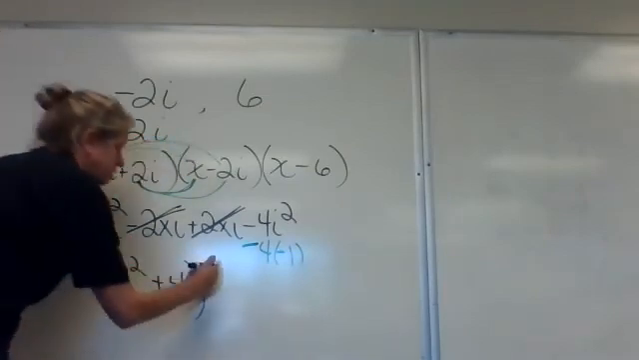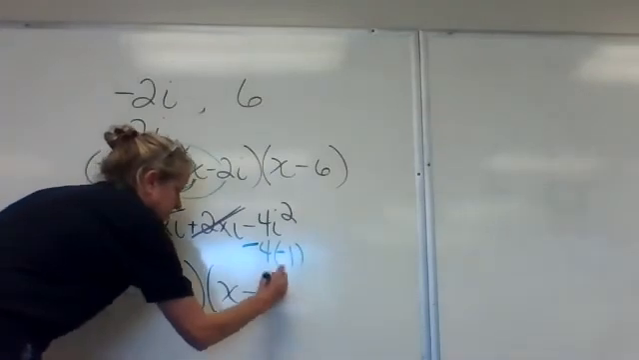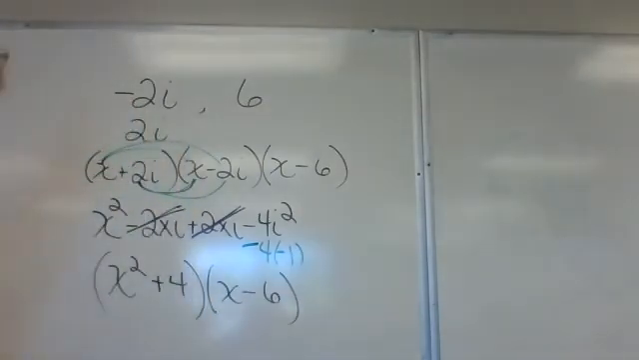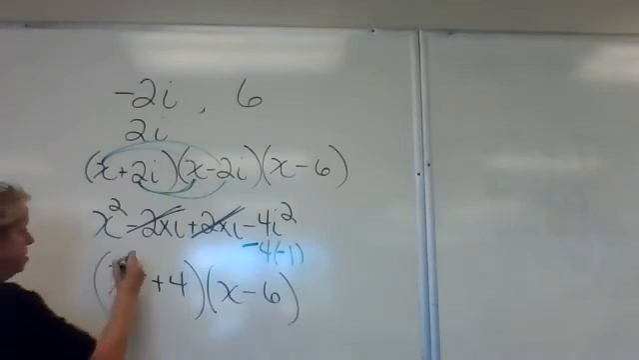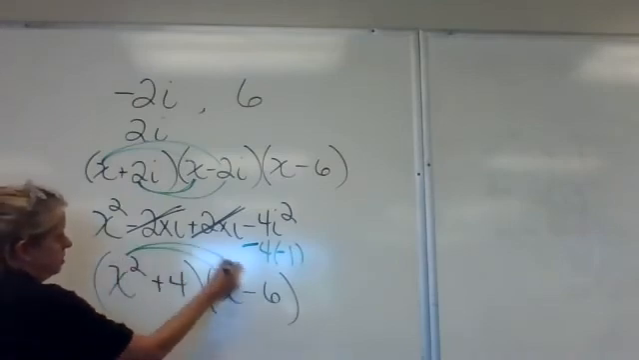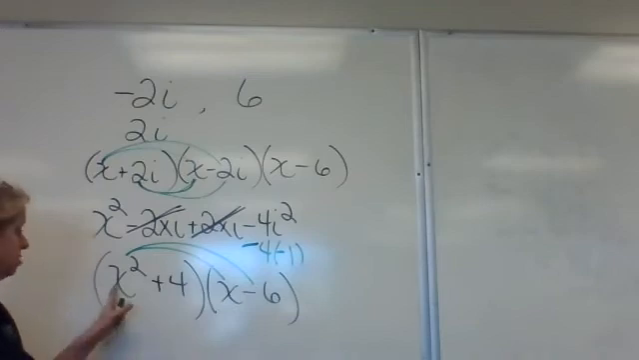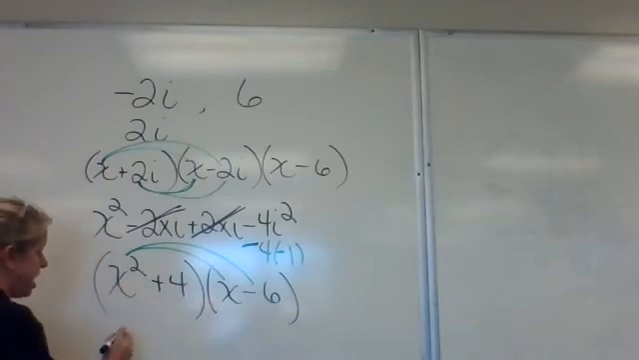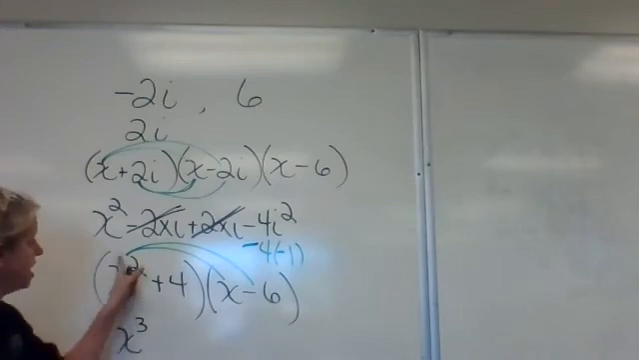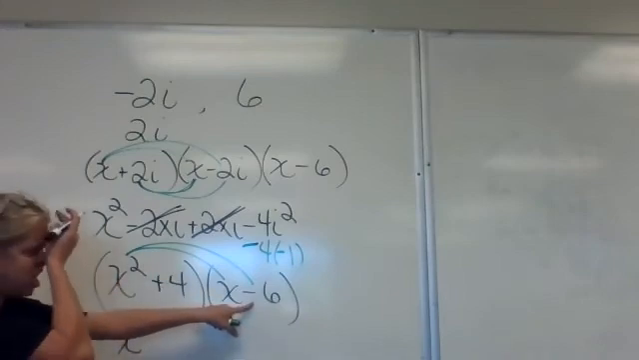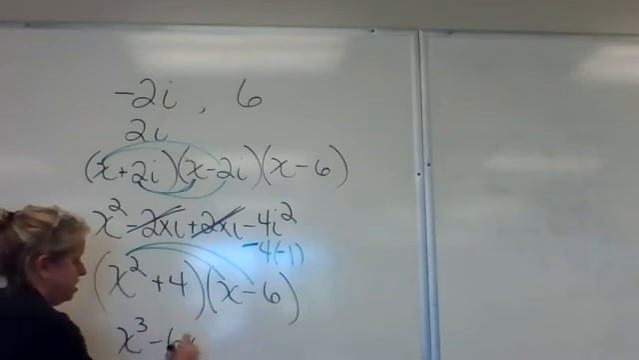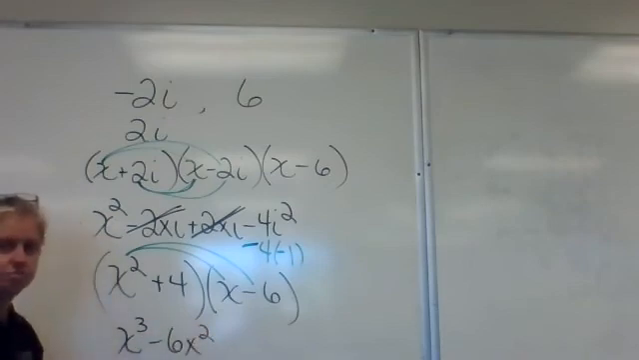Now I still have the x minus 6 that I need to FOIL. Distribute the x squared to both of these. X squared times x gives me x to the third. X squared times -6 gives me -6x squared.